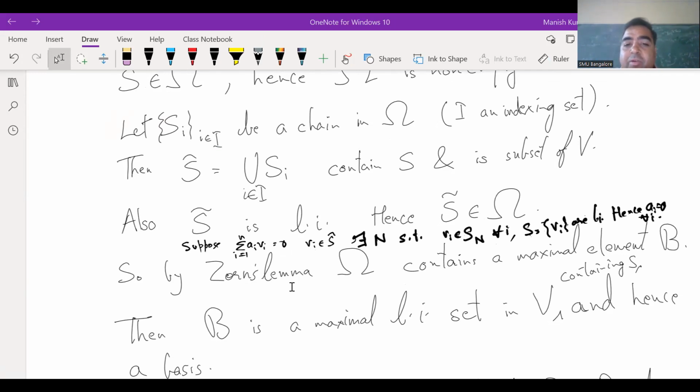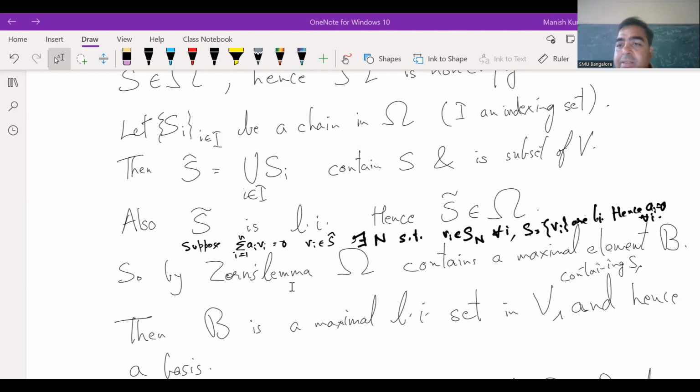Maximal element of omega means if you take anything bigger than B, then it does not belong to omega. So if we add any element from the vector space to B, then it's not linearly independent, right? So it is a maximal linearly independent set. And we already saw that by definition, such a set is a basis.